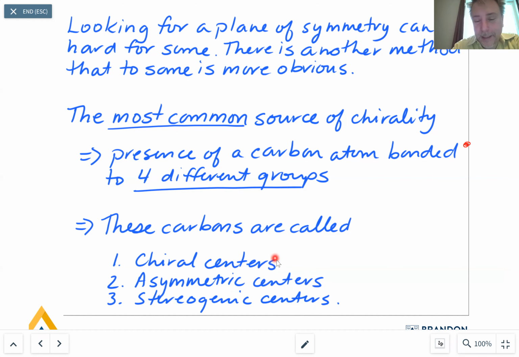So basically, it's stereogenic center, chiral center, asymmetric center. All of these are saying the same thing, that this is a carbon that's bonded to 4 different groups.